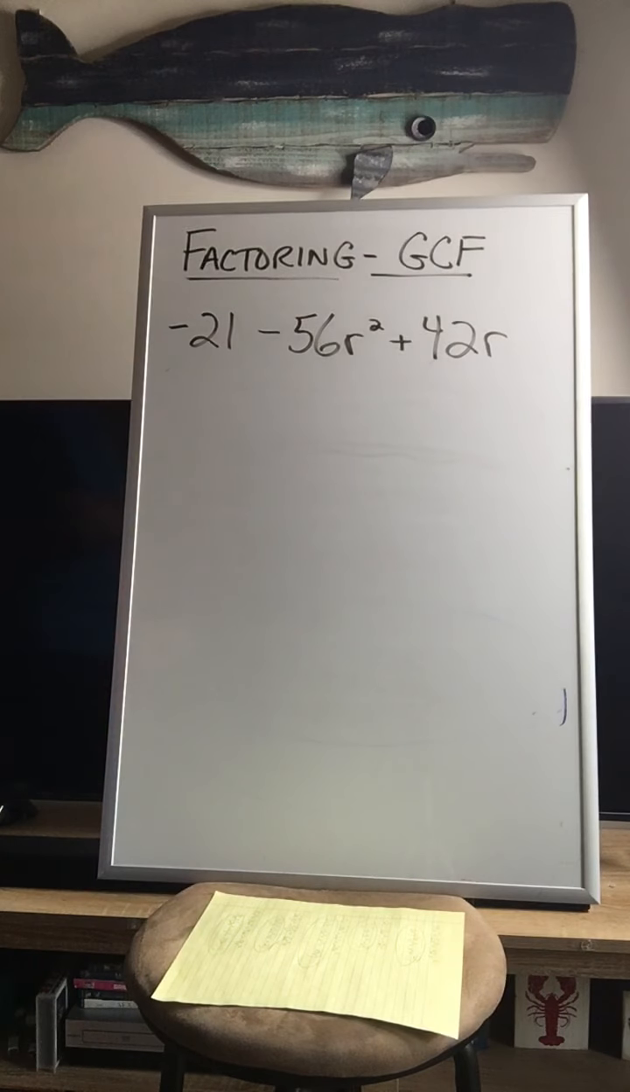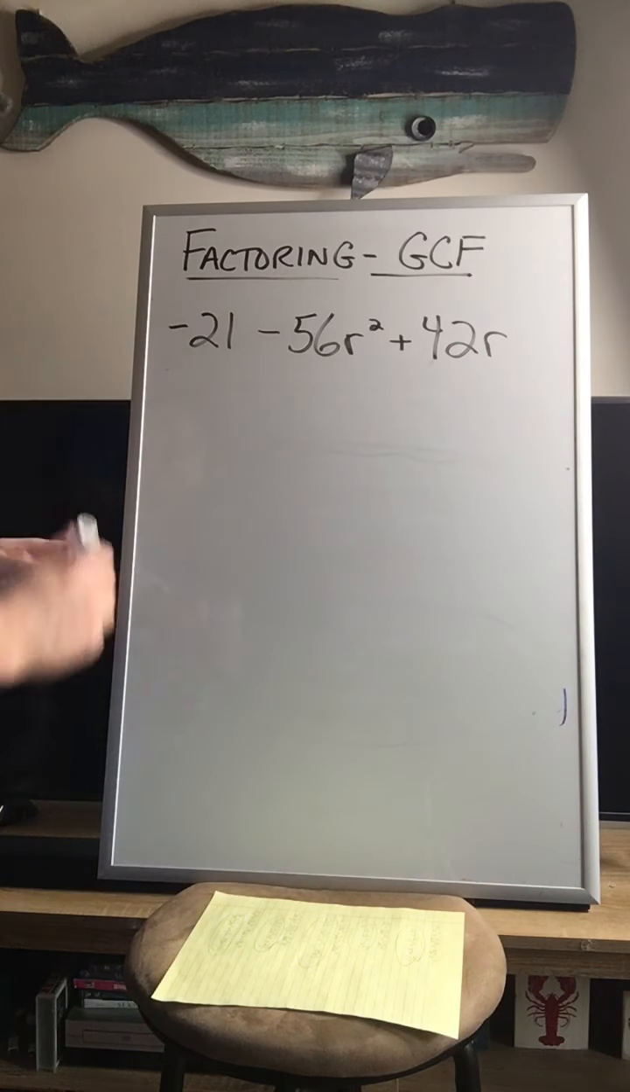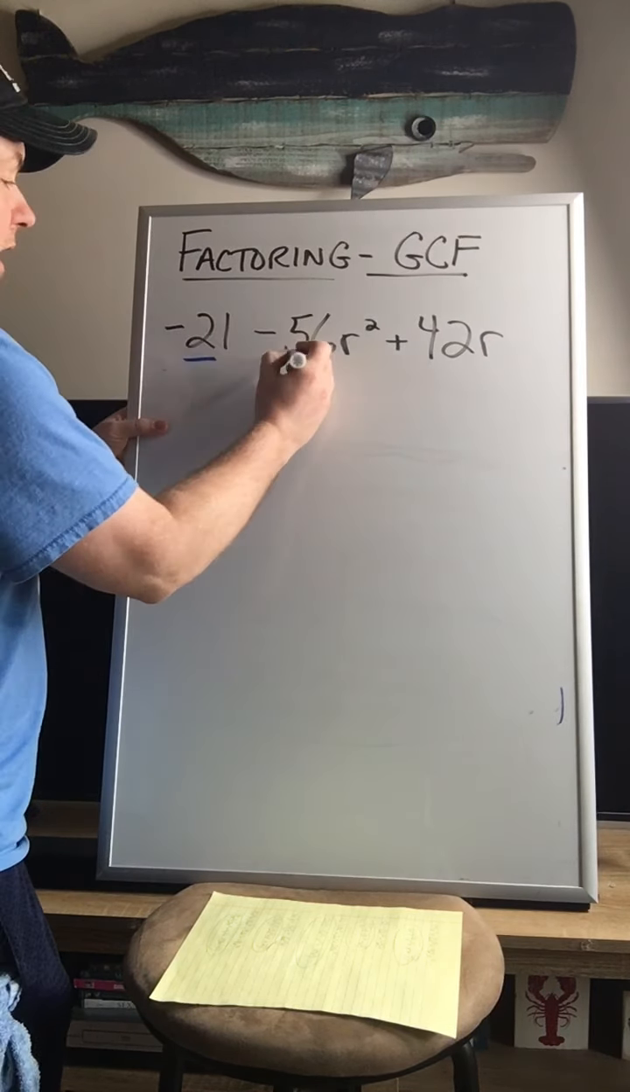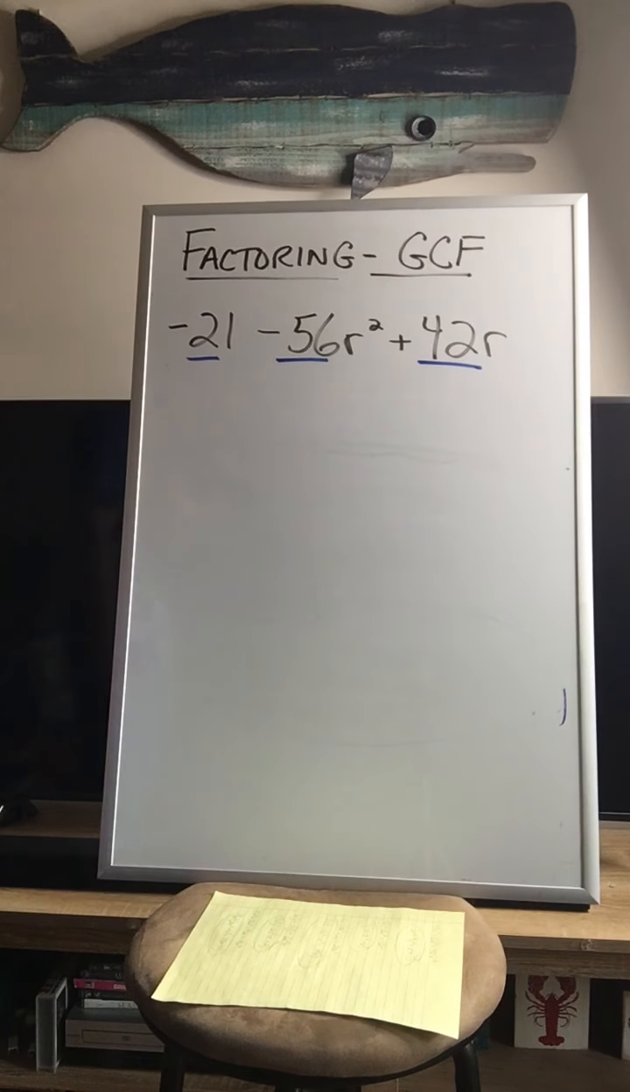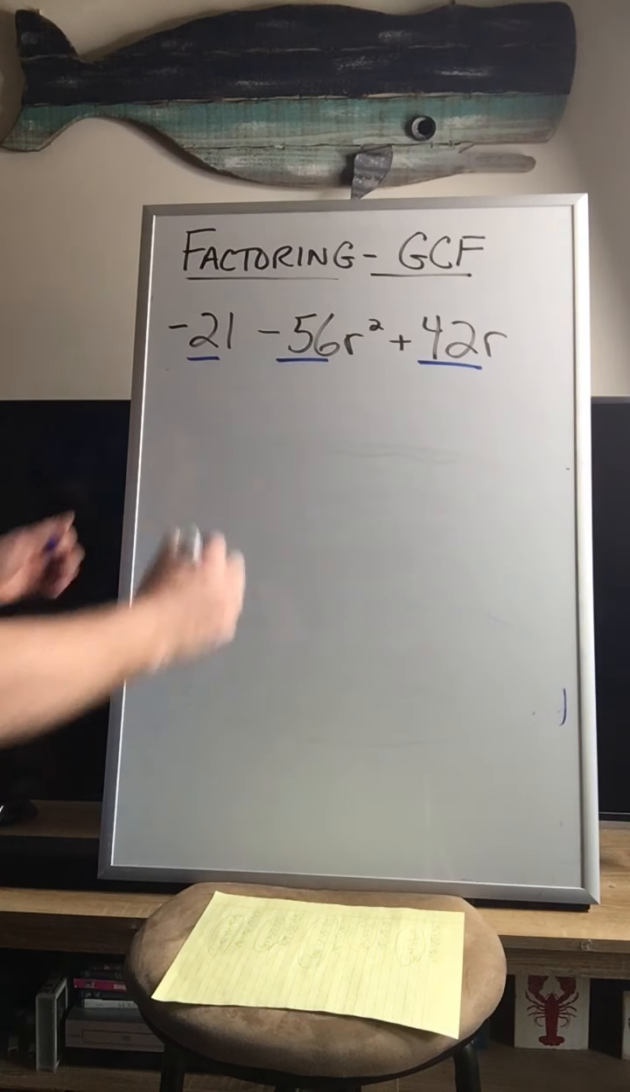We have a trinomial. We want to factor it, so we want to look at what they have in common. So look at the numbers. I got negative 21, I got minus 56, and I got positive 42. What's the biggest number that will go into all three of those? 7.